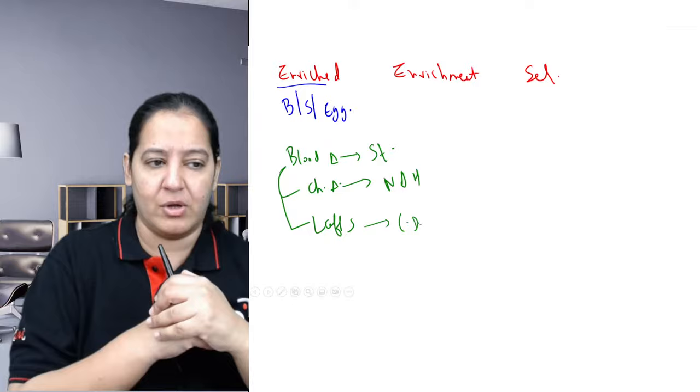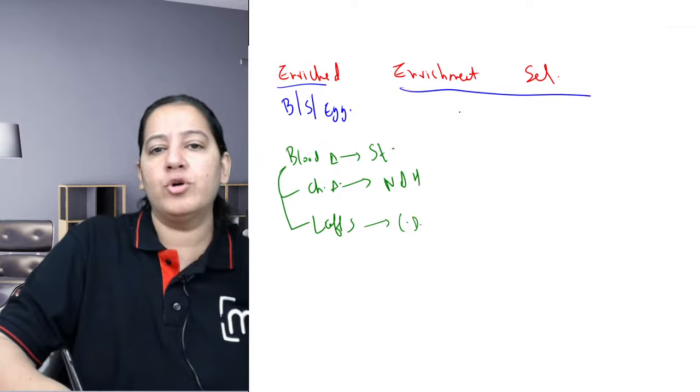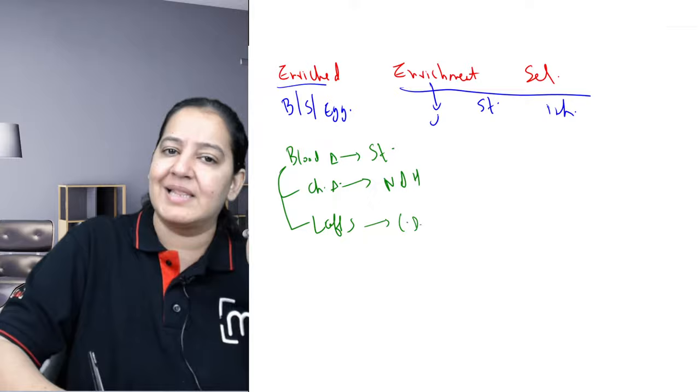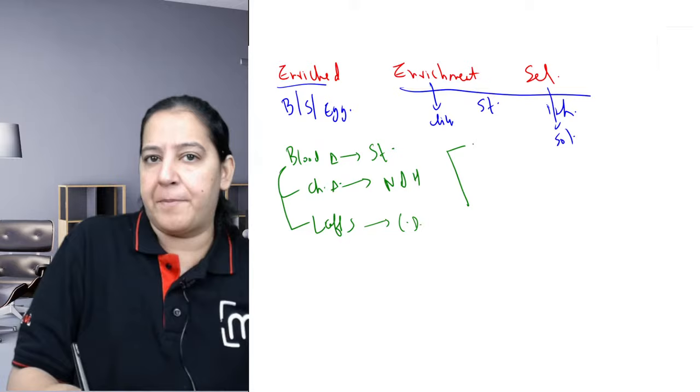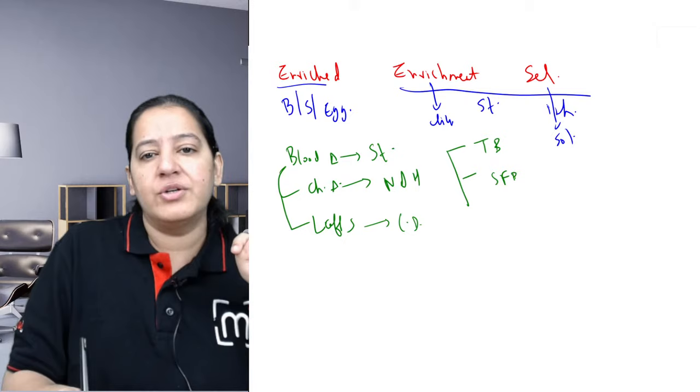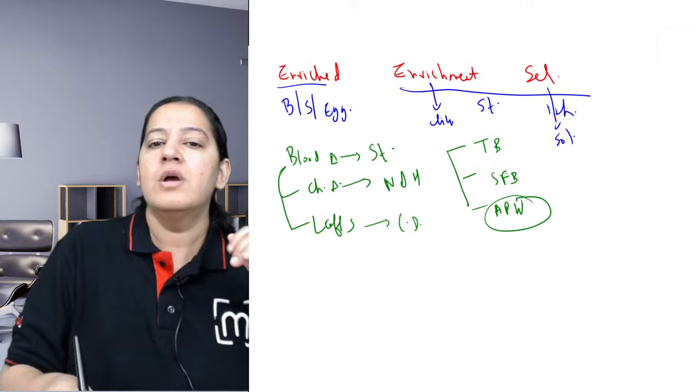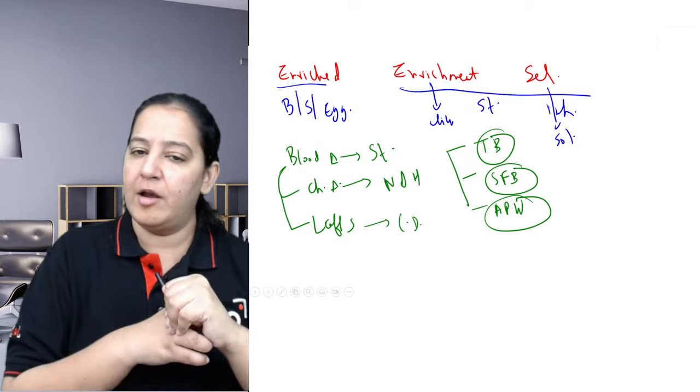Yes, Padmavati. Can you tell me about the enrichment? Enrichment and selective both either contain stimulatory substances or inhibitory substances. But enrichment is liquid and selective is solid. Tell me three liquid examples in enrichment. All of them are broth: tetrathionate broth, selenite F broth and alkaline peptone water. This is for Vibrio, this is for dysentery bacteria, and this is for Salmonella typhi and paratyphi.